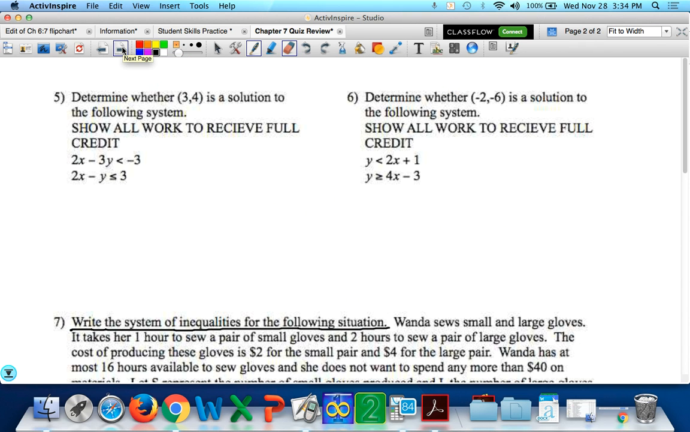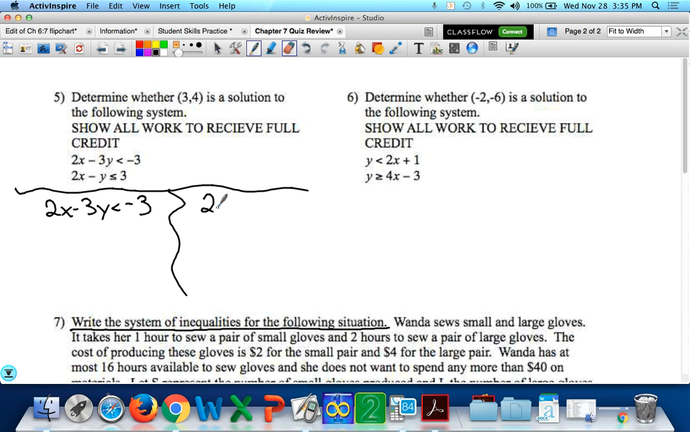5 and 6 are very straightforward. These are where we're just plugging the point in, and you have to test it for both equations. So I'm going to go ahead and split my problem up. I've got one equation, 2x minus 3y is less than -3, and 2x minus y is less than or equal to 3. Two separate problems. I test them separately, but it has to pass both. This must pass both. What that means is if it fails one of them, you can actually just stop the problem there. And I know it says show all your work, but if it fails one, that's all the work you need. That's that it's not a solution, okay?